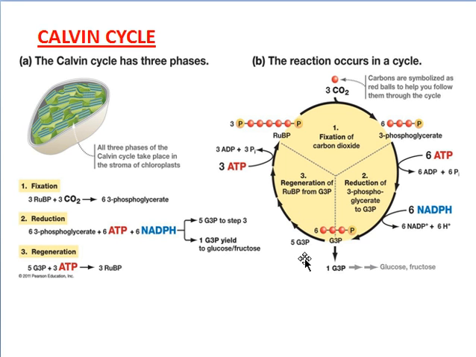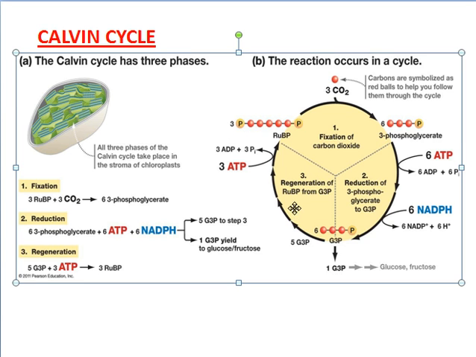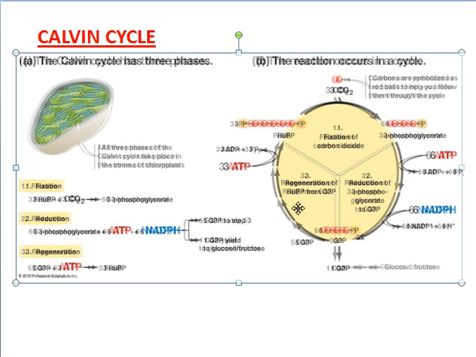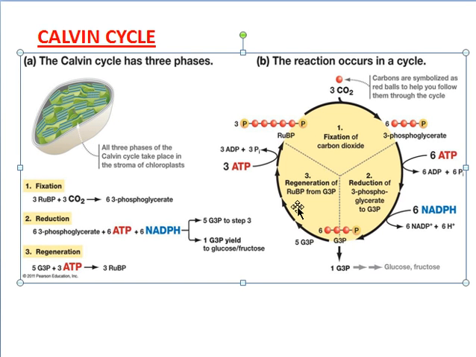You can calculate from here. 5 G3P molecules will have 5 into 3, 15 carbon atoms, and 3 molecules of RuBP will have 3 into 5, 15 carbon atoms. So it is basically a rearrangement of carbon molecules, as you can say in layman's language. Like regeneration occurs. Right. Regeneration occurs from G3P, that is glyceraldehyde 3-phosphate.